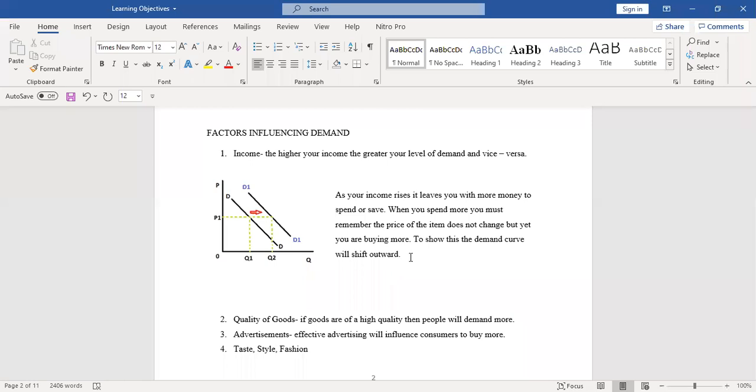Quality of goods. Now, I must tell you before we go any further, if your income increases, this here shows you that if your income is higher, then you will demand more, right? So your curve will shift outward. Supposing your income fell. Think about that. If your income fell, so instead of income increasing, your income fell. What will be the effect on quantity demanded? It will go down. You will buy less, right? Now, how will we show that on the demand curve?